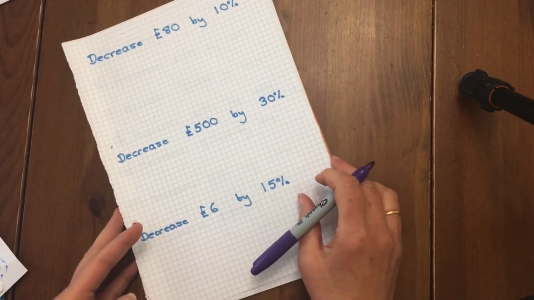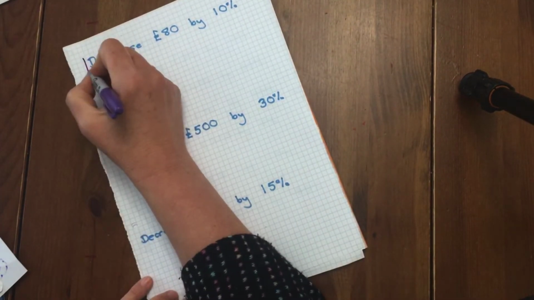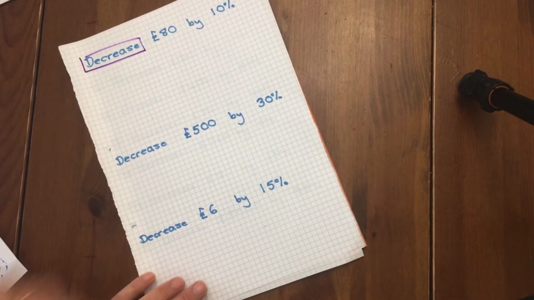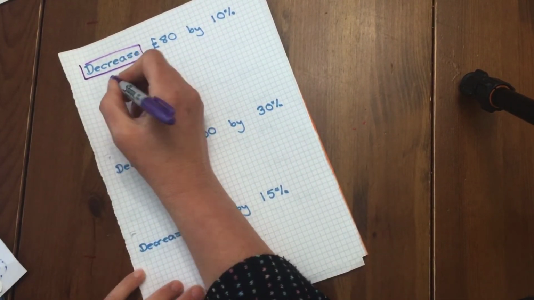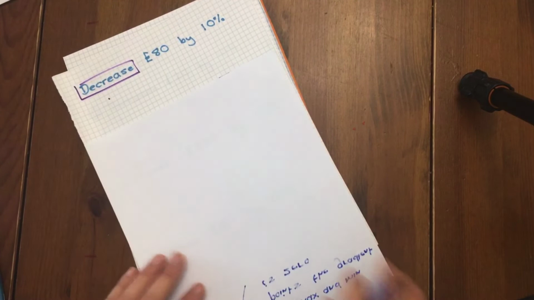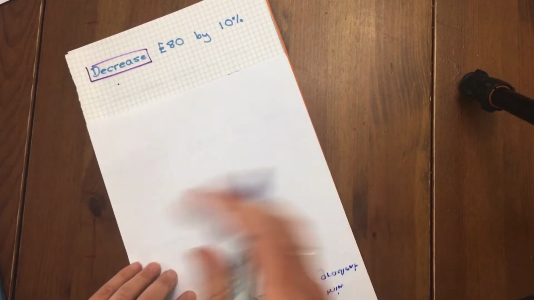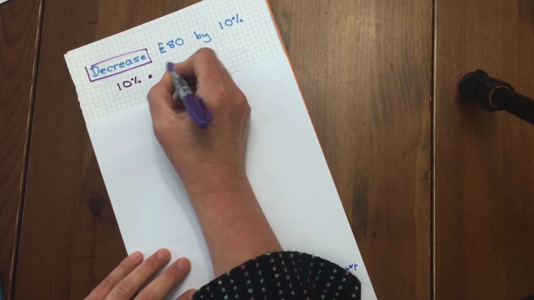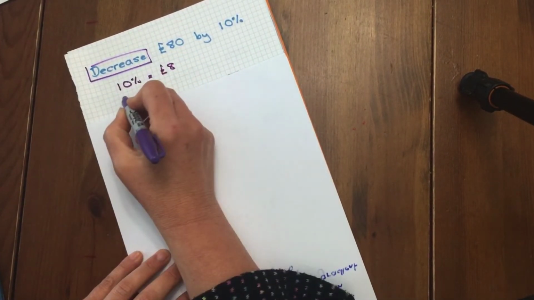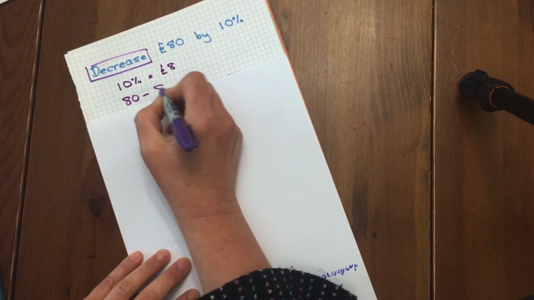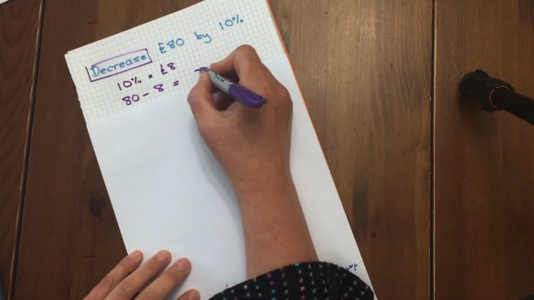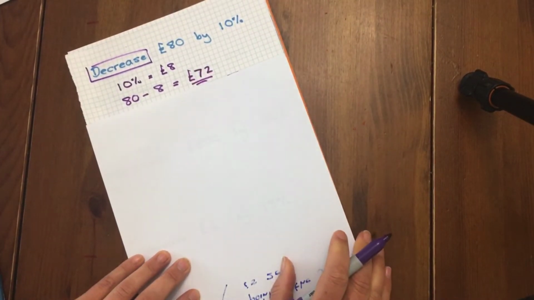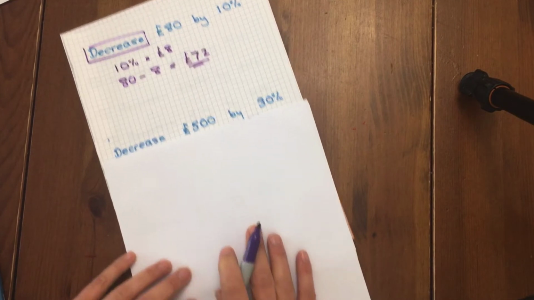So decreasing is exactly the same method as increasing, but decrease means just take it away, subtract. To find this question here, I'm going to decrease £80 by 10%. For 10%, we divide by 10. So I'm going to decrease by 10%, I'm subtracting, so I get £72. And the whole thing should be done without a calculator, non-calculator work.